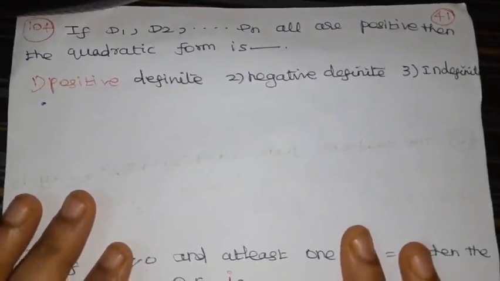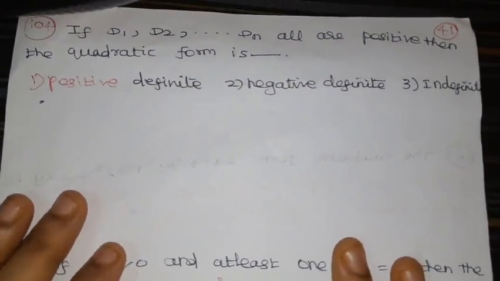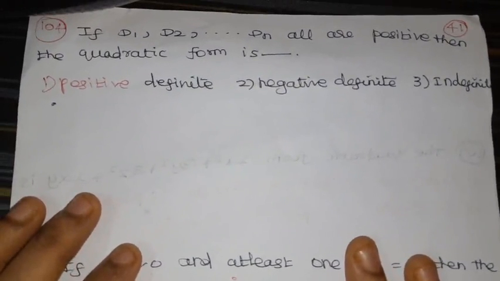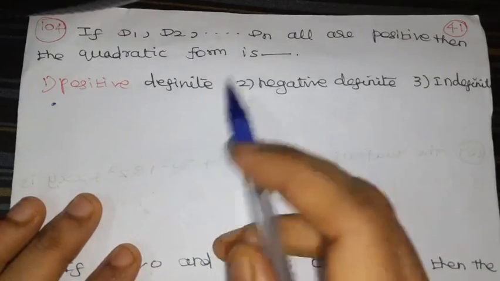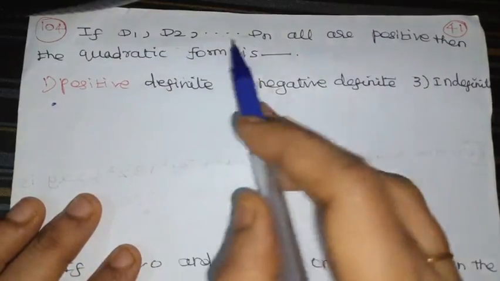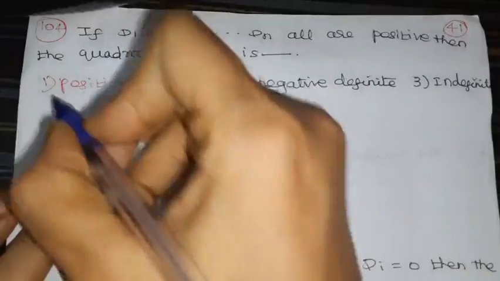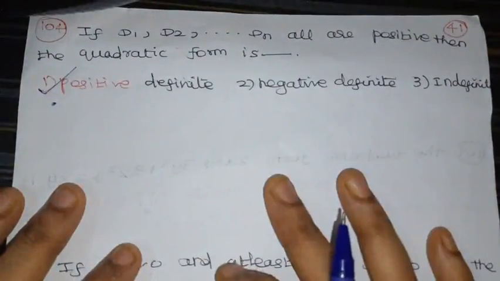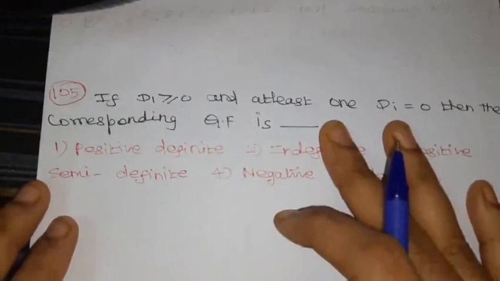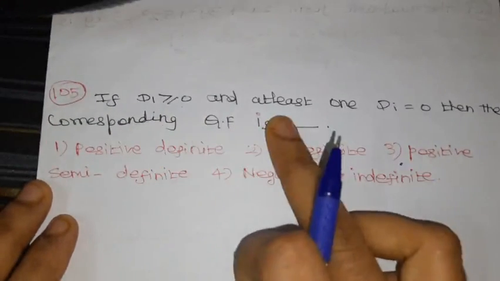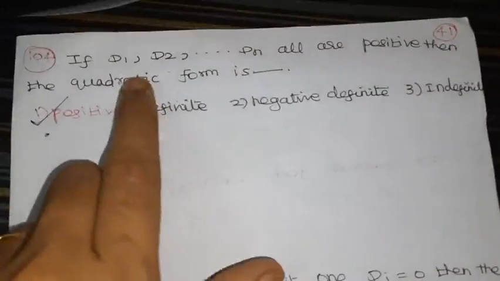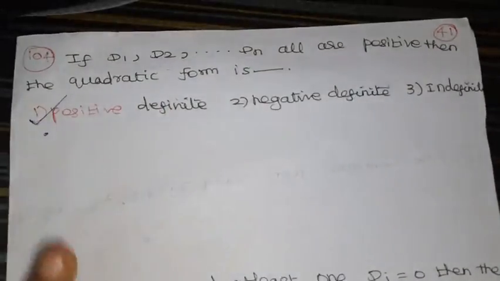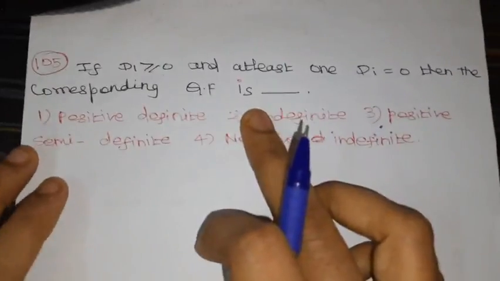And question number 104. So this one we'll see. If D1, D2, up to Dn all are positive, then what is the quadratic form? D1, D2 up to Dn all positive means it is obviously a positive definite value.